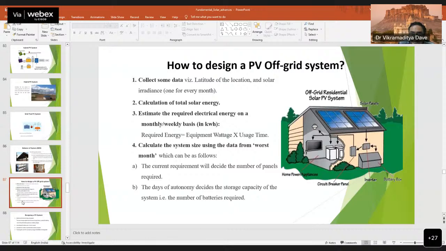Then we have to estimate the required electric energy on a monthly or weekly basis. Okay, so how much energy is required? Then we will calculate the size using the data from the worst month.